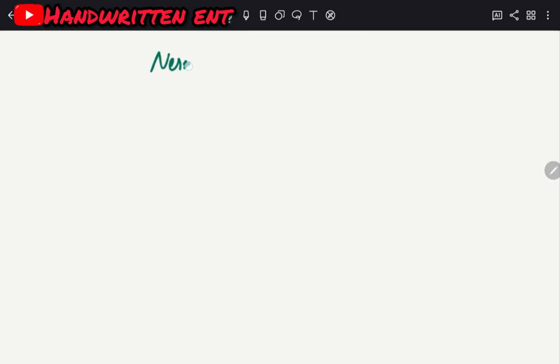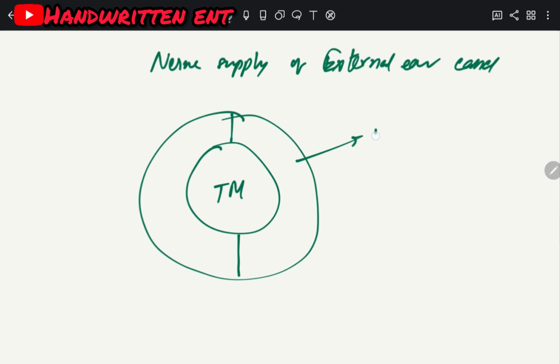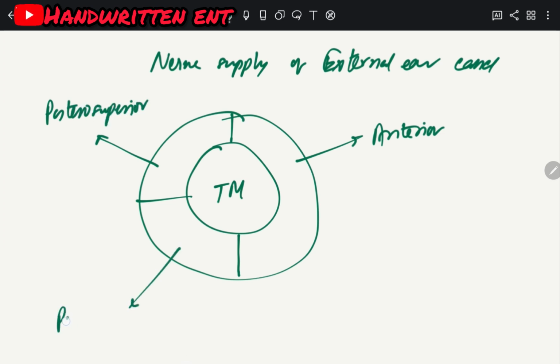Next is the nerve supply of external ear canal. So imagine this is external ear canal and this is the tympanic membrane. What we do is we divide the external ear canal into three parts. This is the anterior part, this is the posterior superior part, and this is the posterior inferior part.